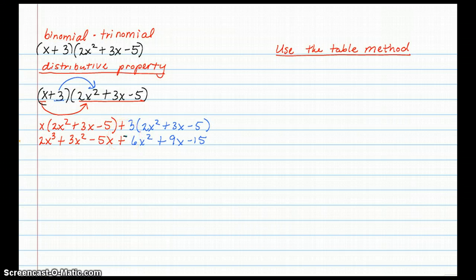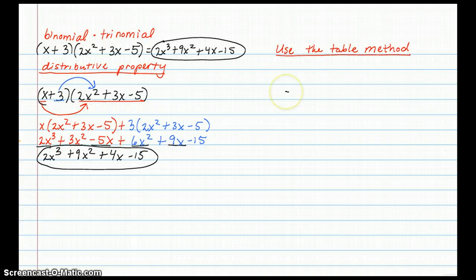You look for like terms and put those together. So 2x cubed doesn't go with anything, so we just bring it down. But you have a 3x squared here, and you have a 6x squared here, which is going to be plus 9x squared. Then you have a minus 5x and a positive 9x, which is going to give you plus 4x. And then we have absolutely nothing to go with the minus 15. So that is your product. 2x cubed plus 9x squared plus 4x minus 15.